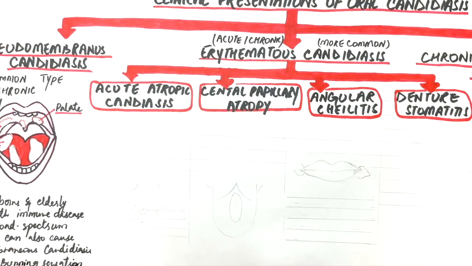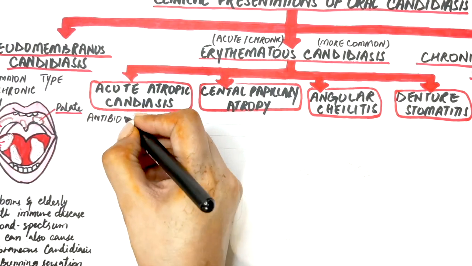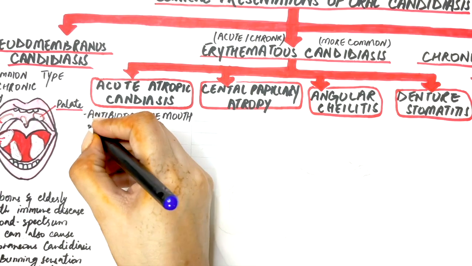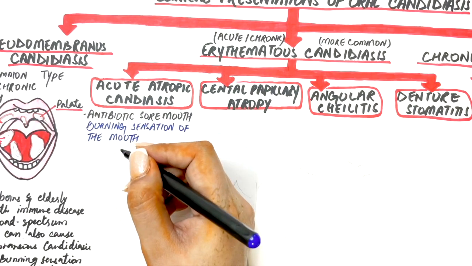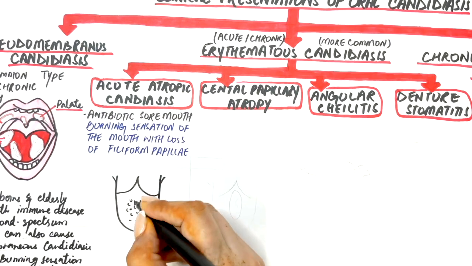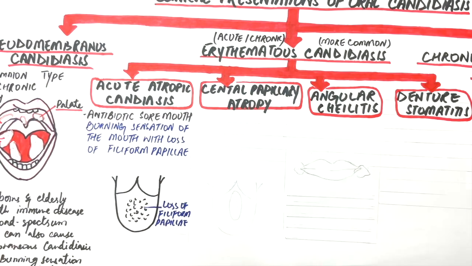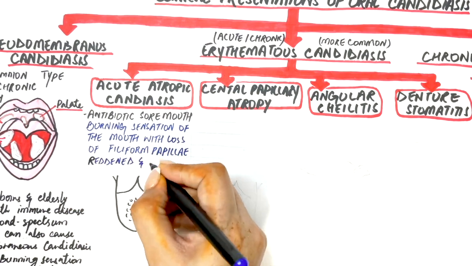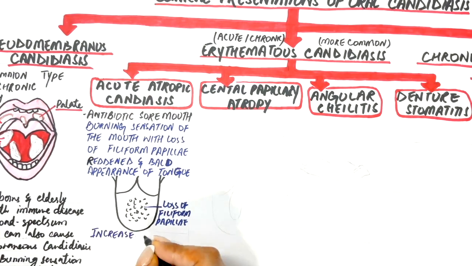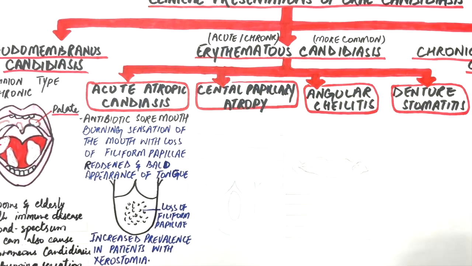Acute atrophic candidiasis is also known as antibiotic sore mouth, because it forms after a course of broad-spectrum antibiotics. In this clinical presentation, patients often complain that the mouth feels as if a hot beverage had scalded it. The burning sensation is usually accompanied by a diffuse loss of the filiform papillae at the central part of the dorsal tongue, resulting in a reddened, bald appearance of the tongue. Patients who suffer from xerostomia due to any reason have an increased prevalence of acute atrophic candidiasis.